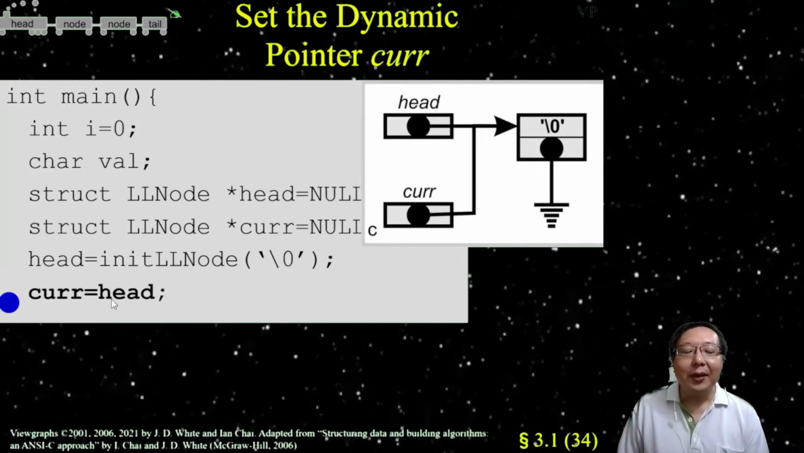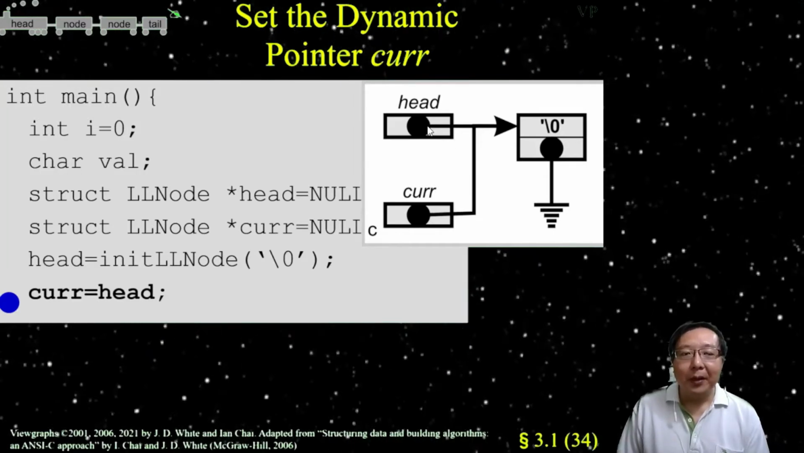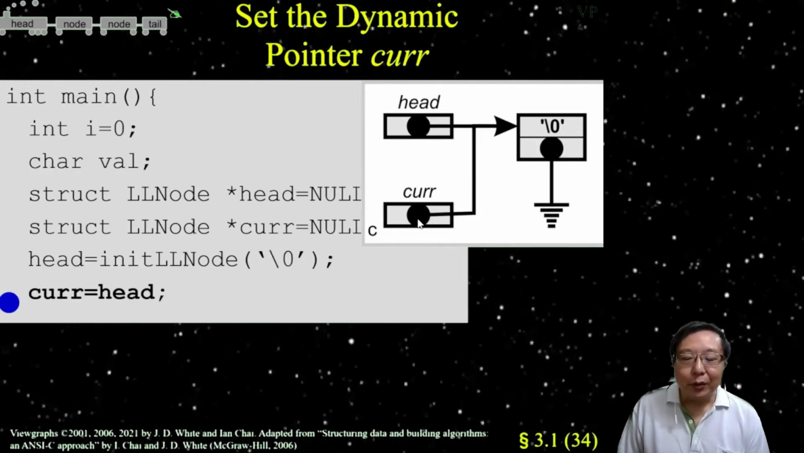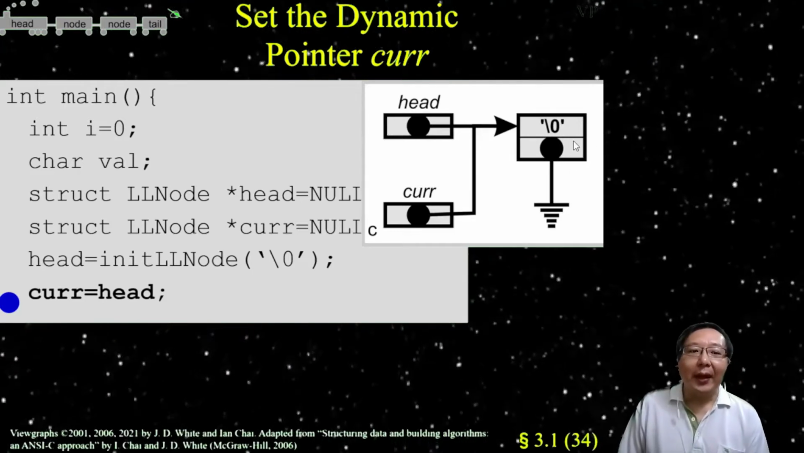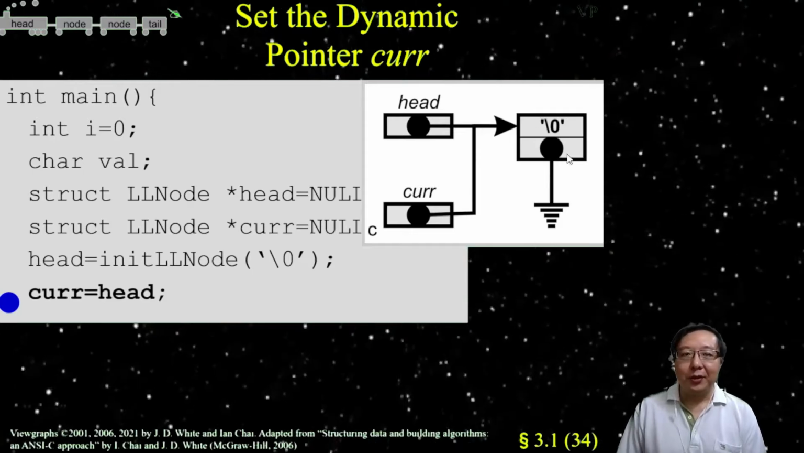Then we say cur equals head. That means we copy the address that's stored in head into cur, which means that now cur is pointing to the same node that head was pointing to, which is this node here.